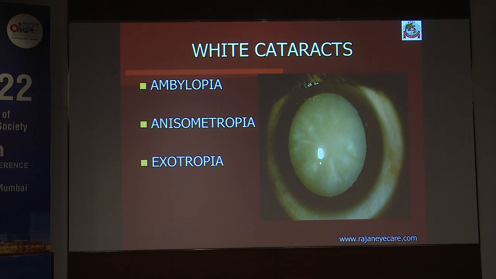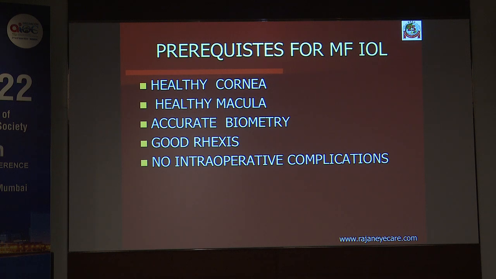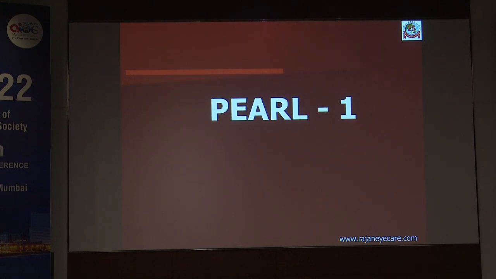If you put a multifocal lens, probably the patient had amblyopia because there is anisometropia, and the patient will become very unhappy postoperatively. Exotropia also, look for it as well. Prerequisites again: healthy cornea, healthy macula, accurate biometry, good rhexis, and no intraoperative complications are very, very necessary. Thank you very much. And Pearl 1.